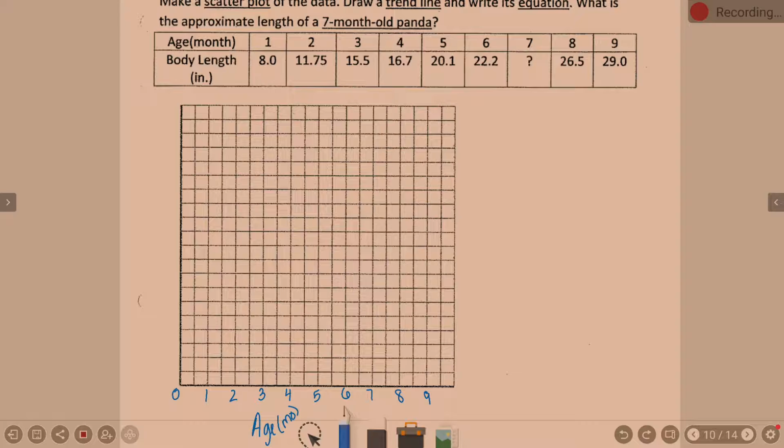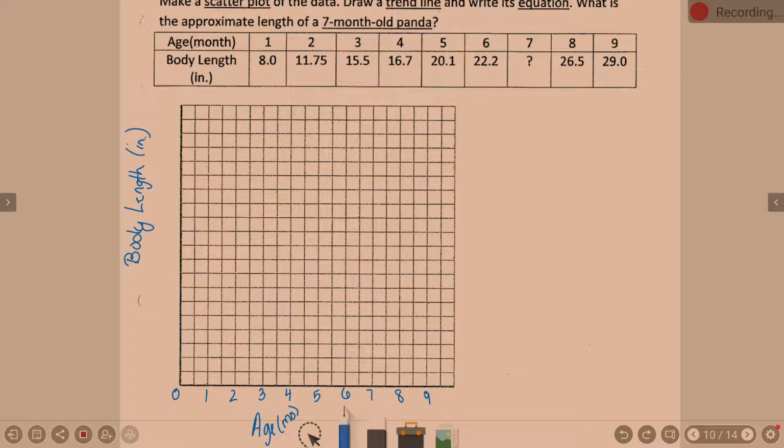Okay. So just a bunch of skips. Every other one's a skip. Now, the other piece is going to go along the side. What's the other information they give us? Body length. So I'm going to label my axis. Always a good habit to have. I'm going to label it in terms of inches.